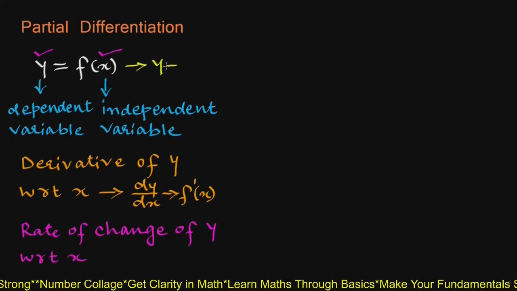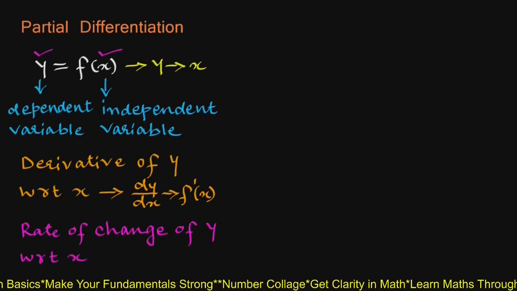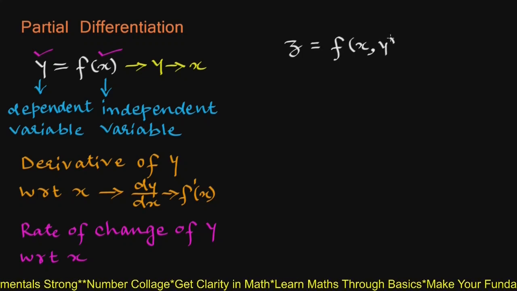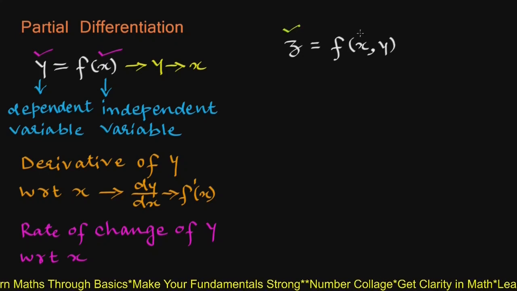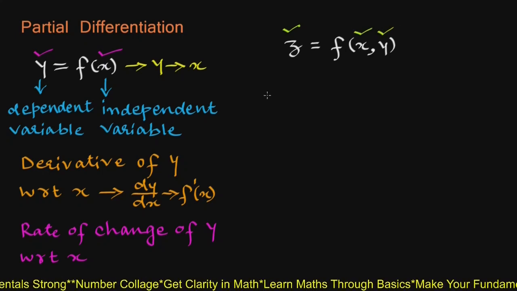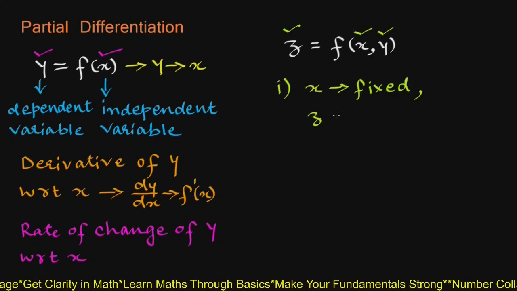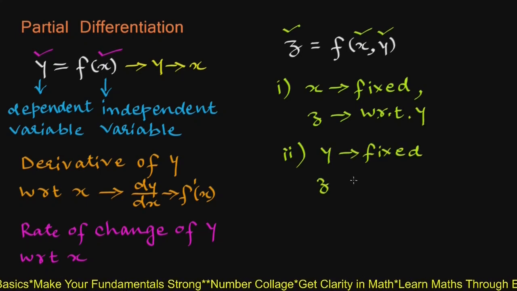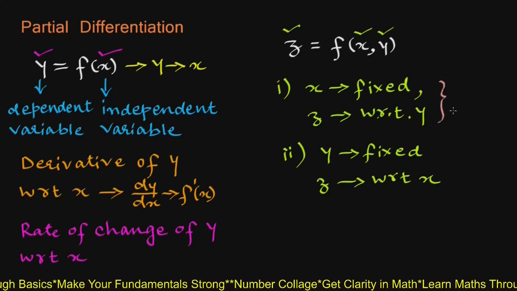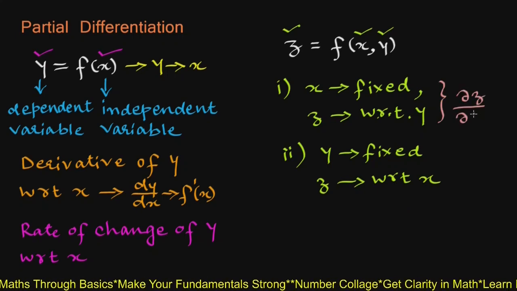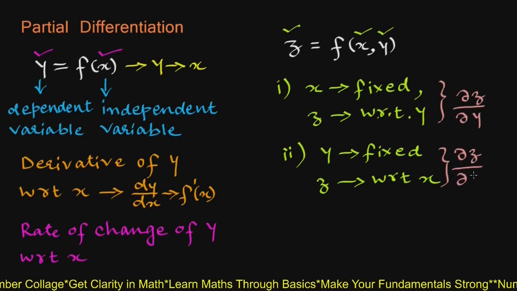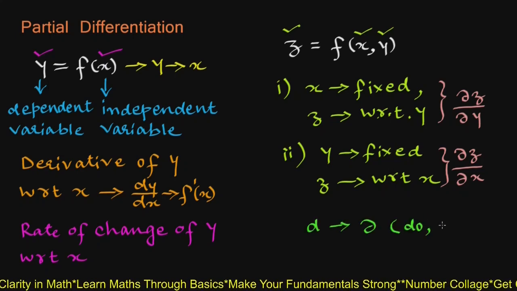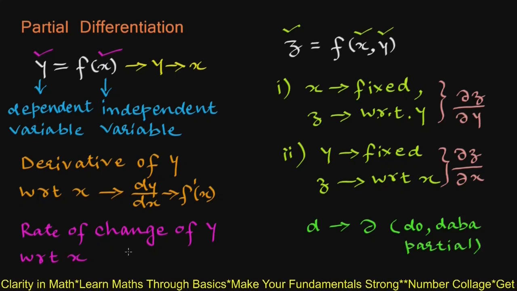Here y depends upon a single variable x, but there are functional relationships where the dependent variable, say z, depends upon two independent variables x and y. If we want to measure the change in z with respect to a change in x or a change in y, then we either have to keep x fixed and measure the change in z with respect to y, or keep y fixed and measure the change in z with respect to x. The first change is denoted by partial z by partial y, and the second by partial z upon partial x. Here, instead of using d, we use a rounded d known as dou, or simply partial. So let us learn more about this.